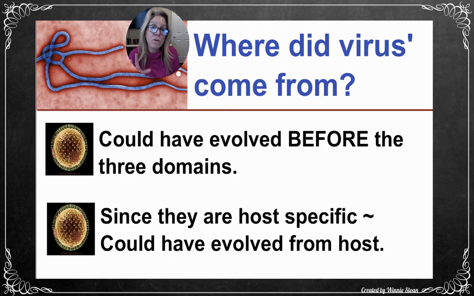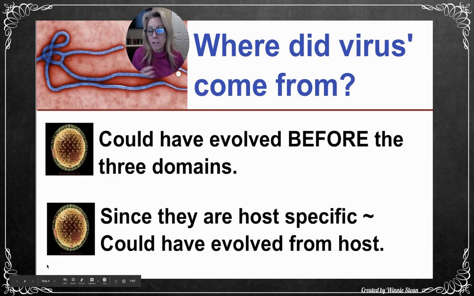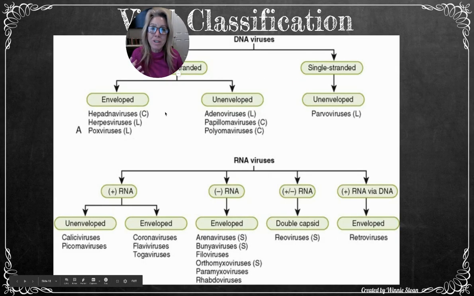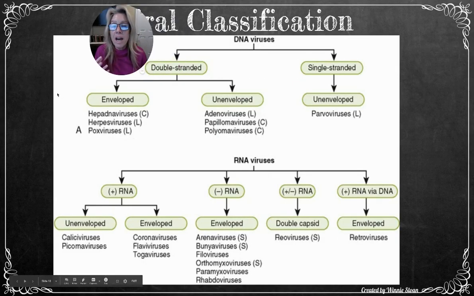Or since they're so host specific, maybe they evolved from their host. And their classification, remember the classification: domain, kingdom, phylum, class, order, family, genus, species. They start at the order level of classification into their different groups. Now, how are they classified?